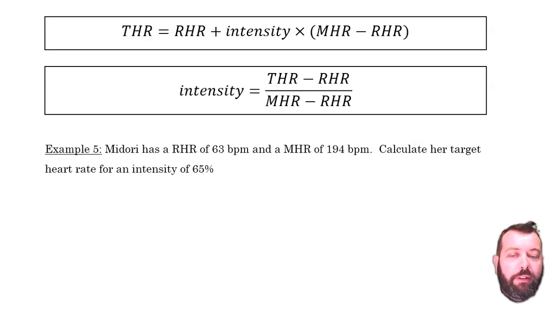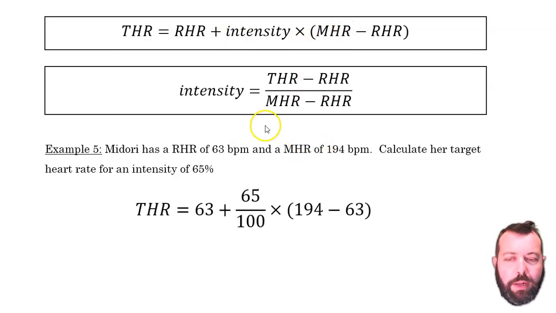So Midori has a resting heart rate of 63 beats per minute and a maximum heart rate of 194 beats per minute. Calculate her target heart rate for an intensity of 65%. I'm going to use this top formula because I want to find the target heart rate. I've got the resting heart rate, the intensity, and the maximum heart rate. I've got all those things I need. I'm going to put them into the formula.